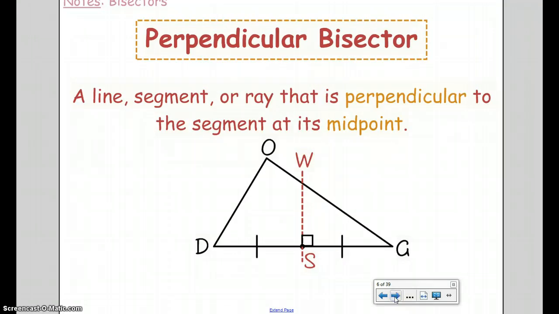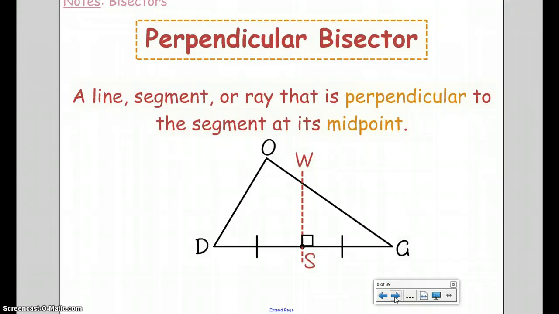Fill in your notes. Perpendicular bisector. It's a long word. You're going to have to write small. You can put the upside down T. A perpendicular bisector is a line, segment, or ray that's perpendicular to the segment at the midpoint. This one does not necessarily go through a vertex. It does not necessarily go through an angle. Sometimes it does, but most of the time it doesn't.